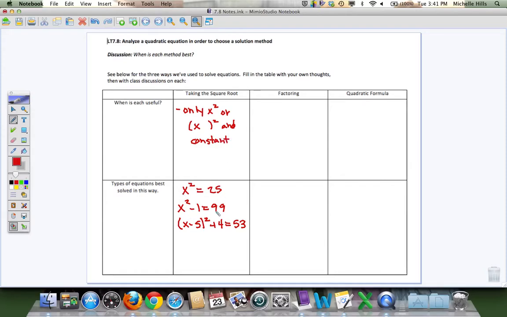These would be examples of something that would be. It could even be something like 4x squared equals 100. Again, only an x squared term and constants.